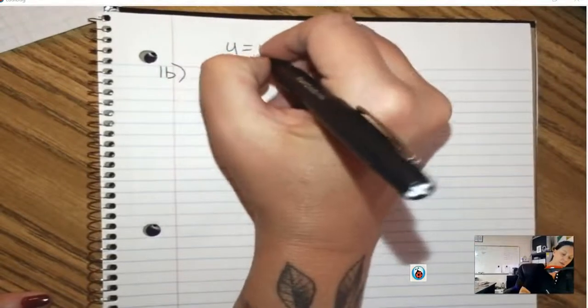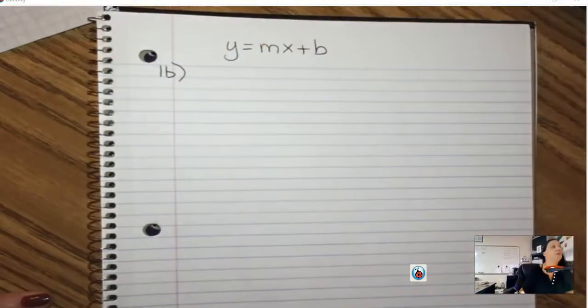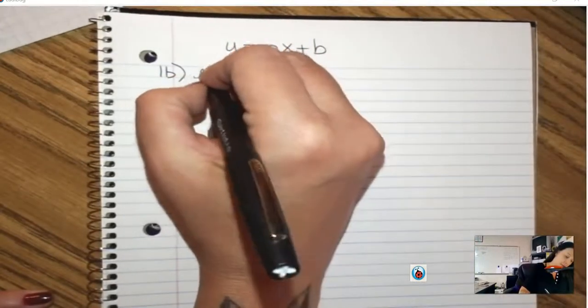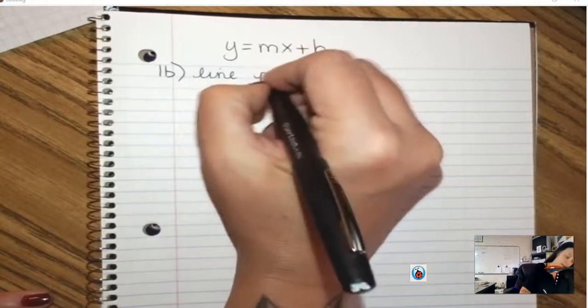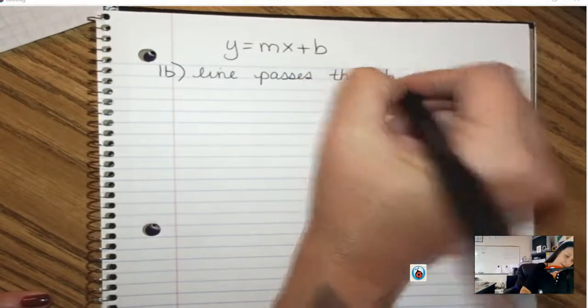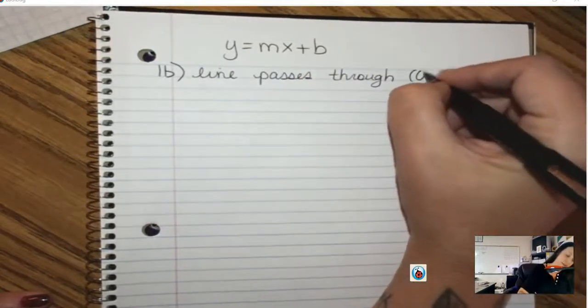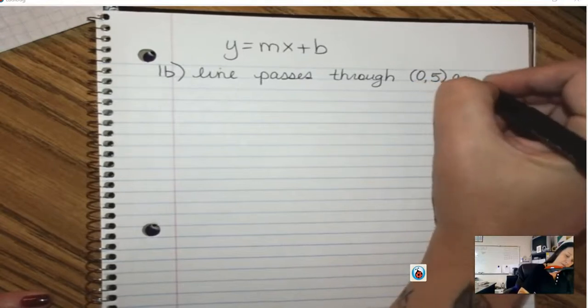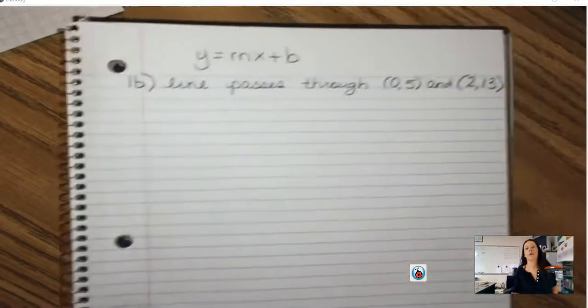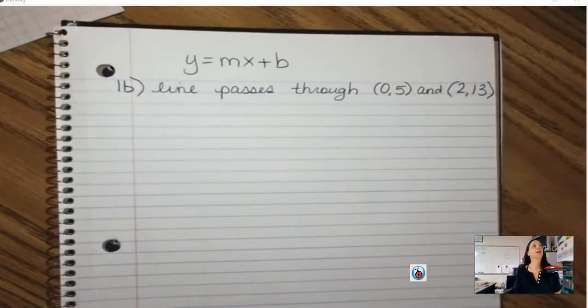Okay, 1b. This one's a little bit different. Again, we need to find the equation in slope-intercept form. So your final answer is going to be in y equals mx plus b format. I want it for a line that passes through (0, 5) and (2, 13). I need the equation of a line that passes through (0, 5) and (2, 13).